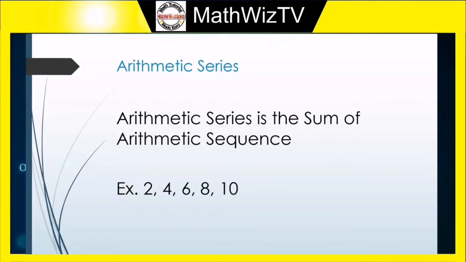Let us say, for example, we have 2, 4, 6, 8, and 10. So this is an example of an arithmetic sequence. When we say arithmetic series, all we need to do is to add all the terms in the arithmetic sequence. Say for example, 2 plus 4 plus 6 plus 8 plus 10 is equal to 30. That is the arithmetic series.